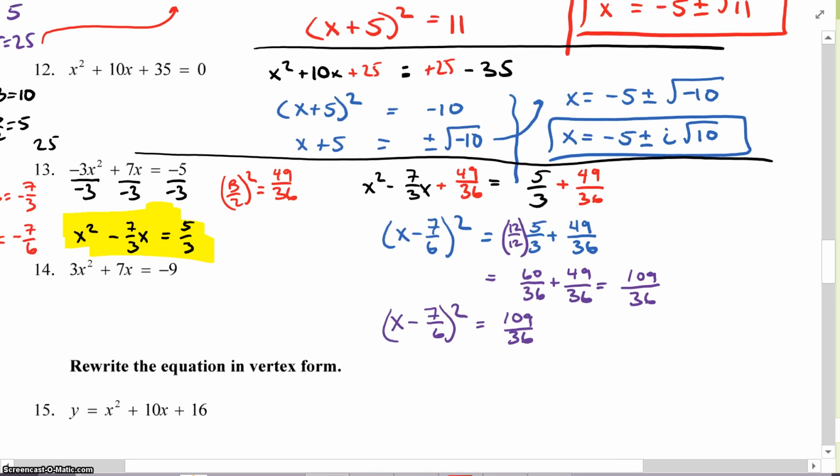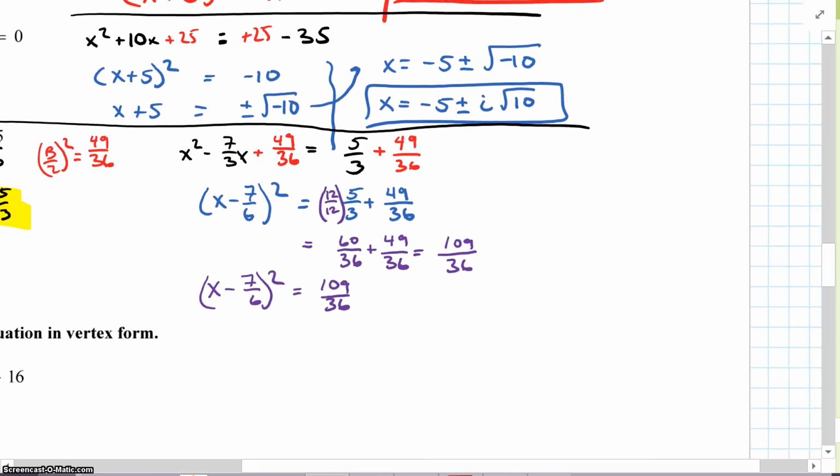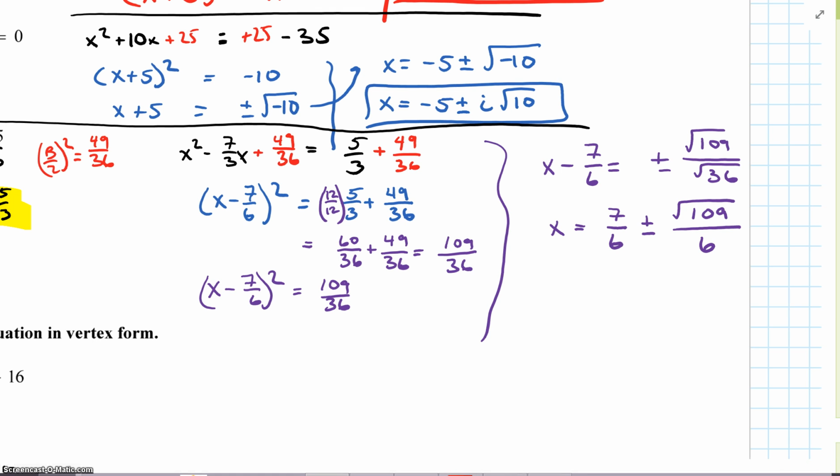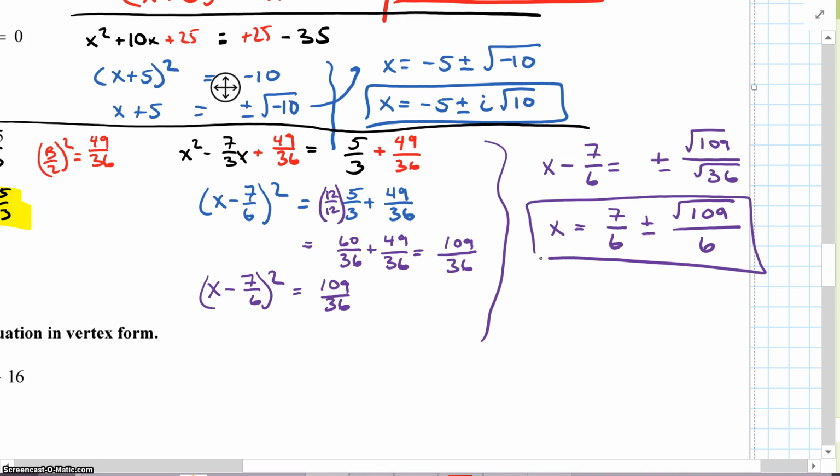So we're going to square root each side. And we're going to get x minus 7 over 6 equals plus or minus the square root of 109 over the square root of 36. So x is going to equal 7 over 6. We're going to add 7/6 to each side, plus or minus the square root of 109 divided by the square root of 36, which is 6. Okay? And that is our final answer.